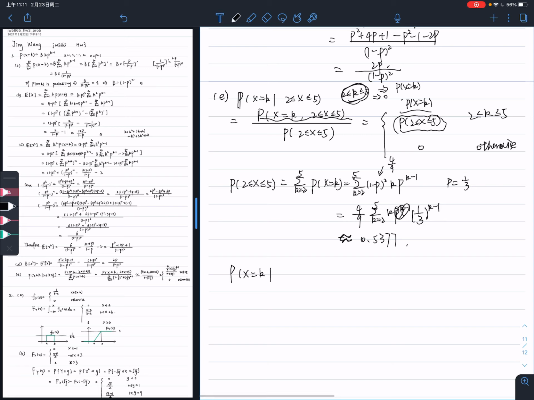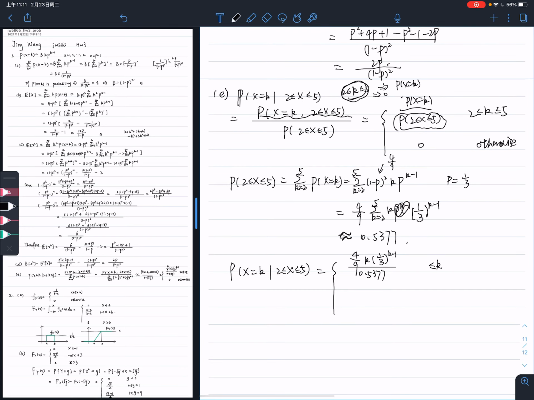So therefore, we can conclude that the conditional density function is 1 over 0.5377 times (1-p)^2, so it is 9 over 4 times k times (1/3)^(k-1) if k is larger than 2 and smaller than 5. Otherwise, the probability is 0. So this is the solution for the first part.